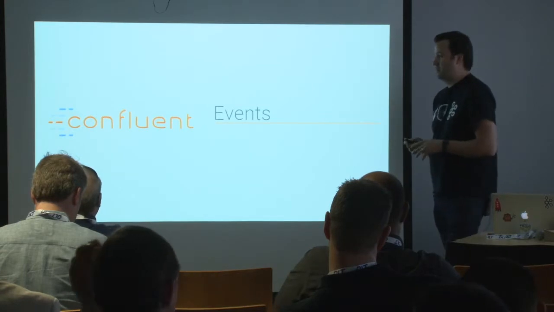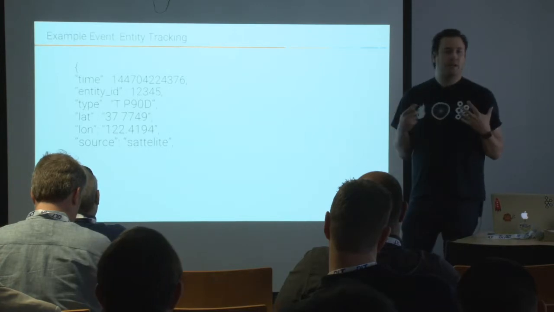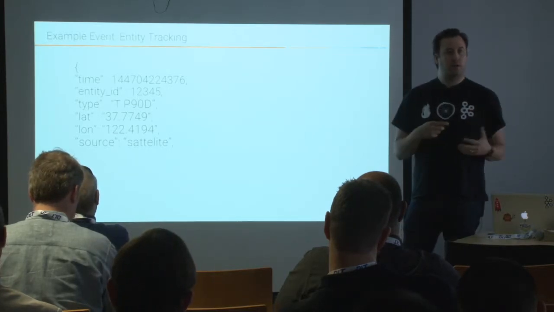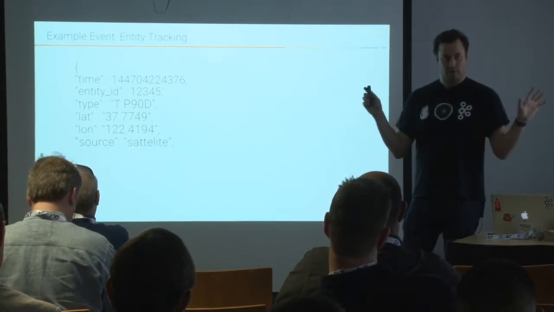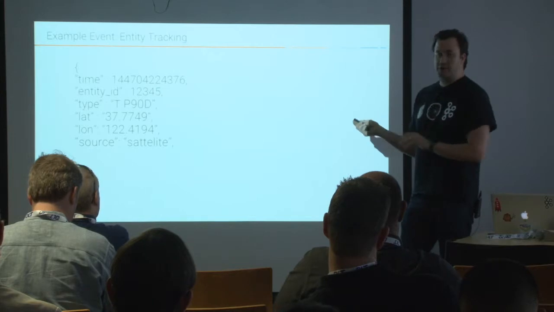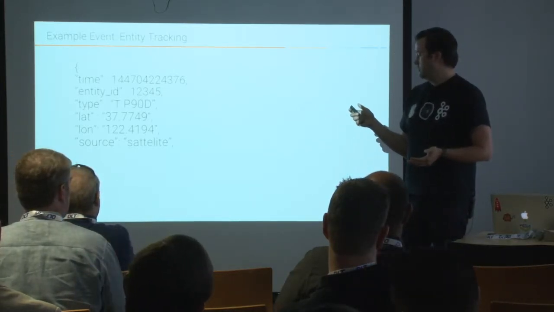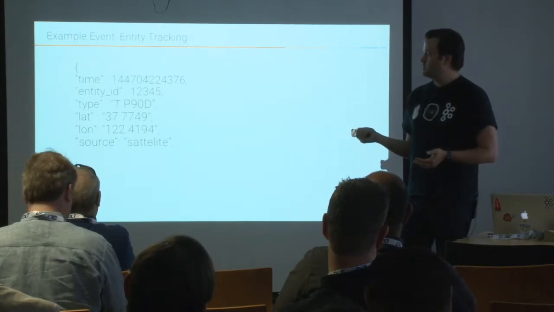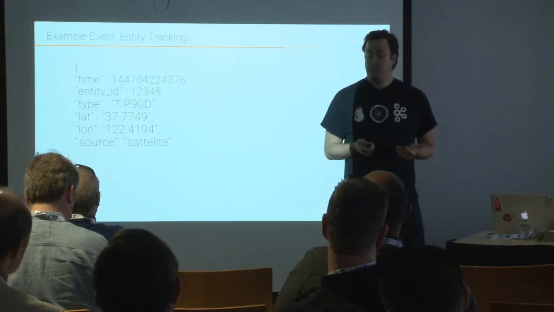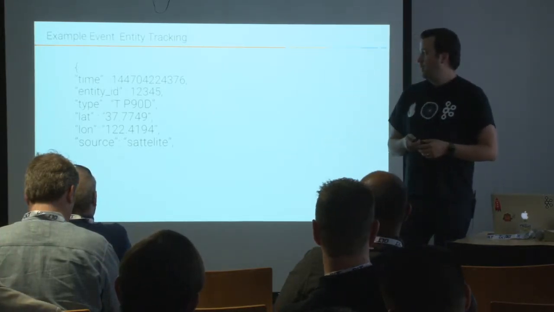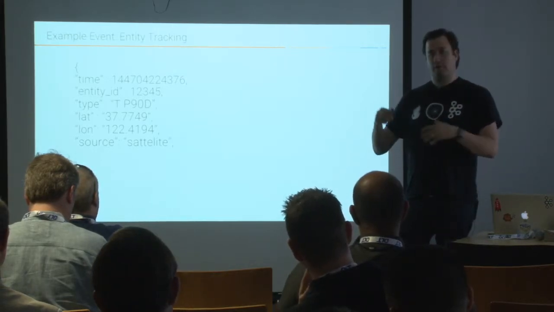So the thesis or the argument here is that all of the data that makes up your organization, company, or government can be modeled as an event stream. All of it, right? So this is a very simple one. This is a tracking of an entity in space, right? You have a timestamp, you have the ID of what you're tracking, latitude, longitude, maybe a categorization type, where it came from. This can be published in real time to Kafka.